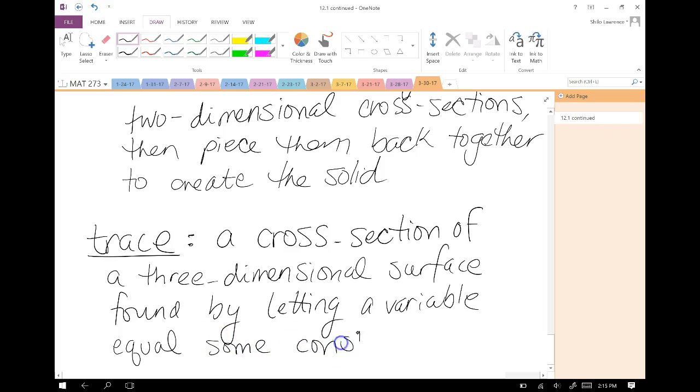The easiest constant to let them be equal to is just 0. But there are a few cases where we can't let it be equal to 0. And we'll come across those and see what to do when that happens.